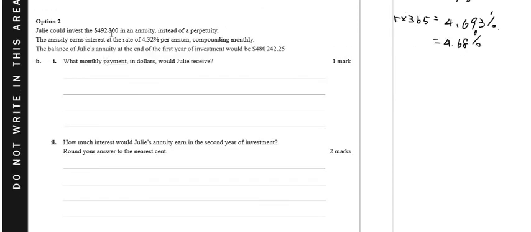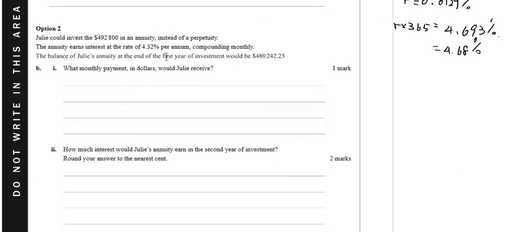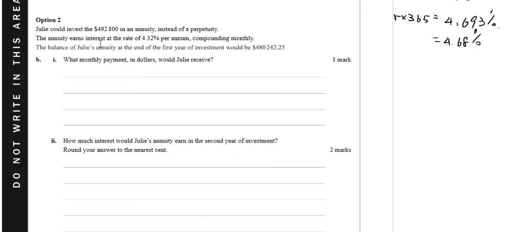Now, the second option is that she's investing the same amount of money. Instead of perpetuity, she's earning an interest rate of 4.32% per annum compounded monthly. So you need to know that the rate is per annum, so per year, and it's compounding monthly. The balance of her annuity at the end of the first year of investment would be this much. And it's asking what monthly payment in dollars would Julie receive.